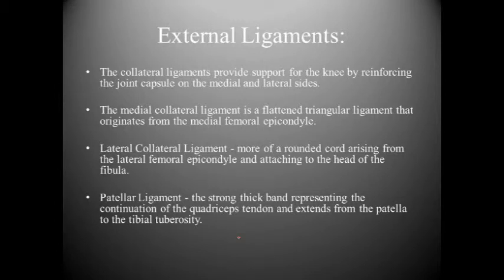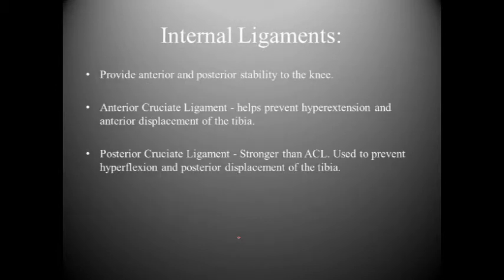The collateral ligaments provide support for the knee by reinforcing the joint capsule on the medial and lateral sides. The medial collateral ligament is a flat and triangular ligament that originates from the medial femoral epicondyle. The lateral collateral ligament is more of a rounded cord arising from the lateral femoral epicondyle and attaching to the head of the fibula. The patellar ligament is the strong, thick band representing a continuation of the quadriceps tendon that extends from the patella to the tibial tuberosity.